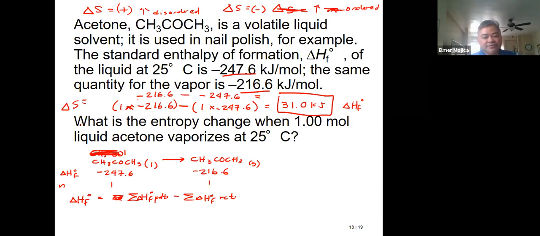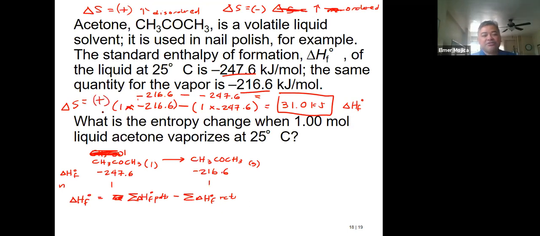Anyone? Prediction only. Okay? So did you become more ordered or more disordered? What happened to the system? Did it become more ordered or more disordered? Okay, it becomes more disordered. So most likely, your delta S will be positive.